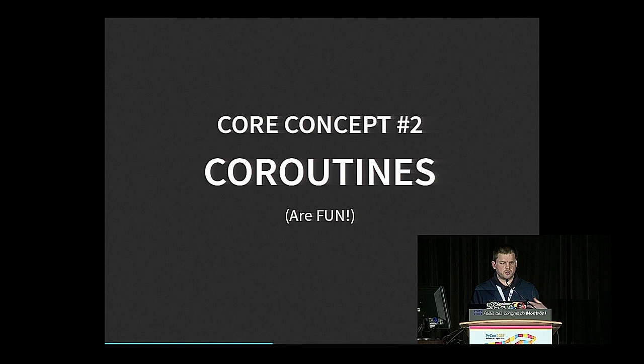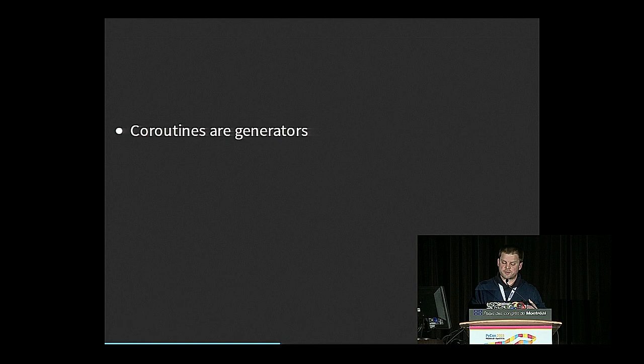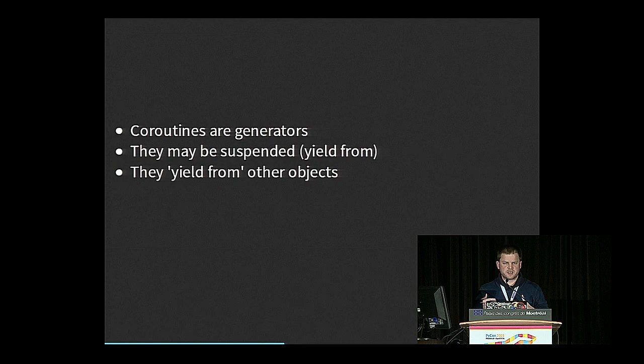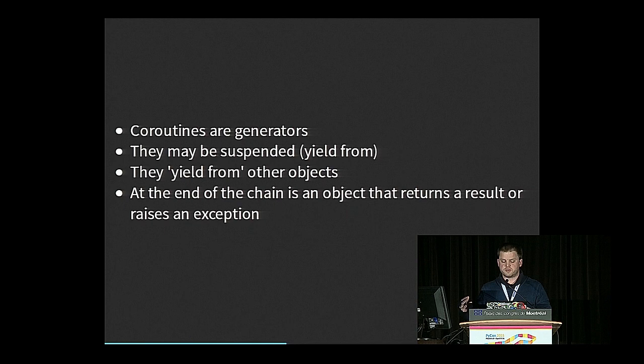Coroutines are generators, so they lazily generate results. Calling a coroutine function doesn't start its execution. They may be suspended using the yield from syntax, allowing the event loop to get on with other things. They yield from other objects. When the yielded from object has a result, the coroutine continues from the yield from statement that suspended it. This is called re-entry. And at the end of this chain of coroutines is an object that eventually returns a result or raises an exception, rather than yielding some other coroutine.